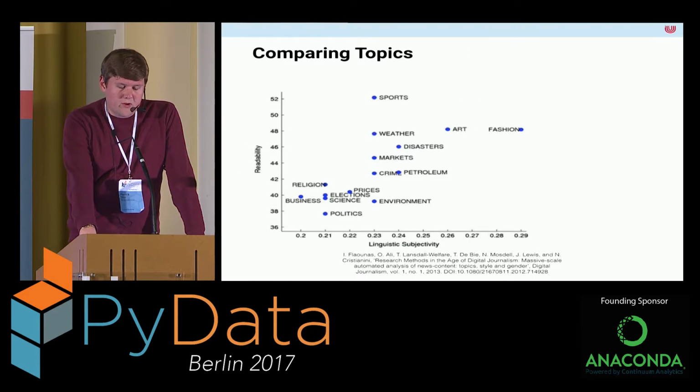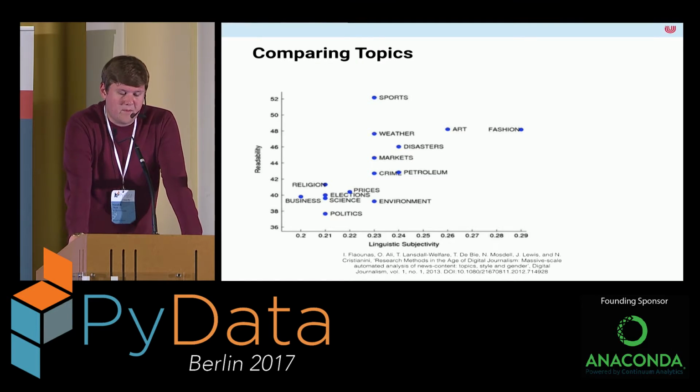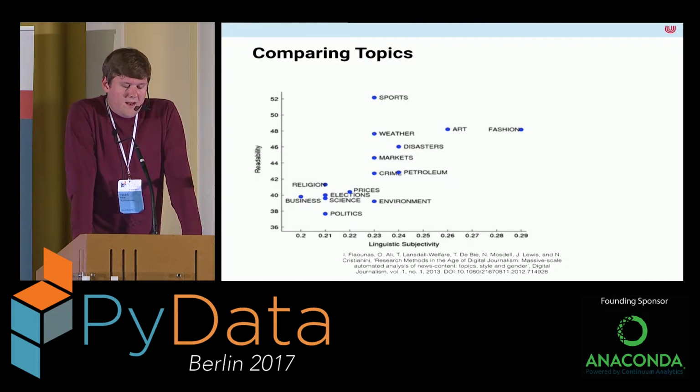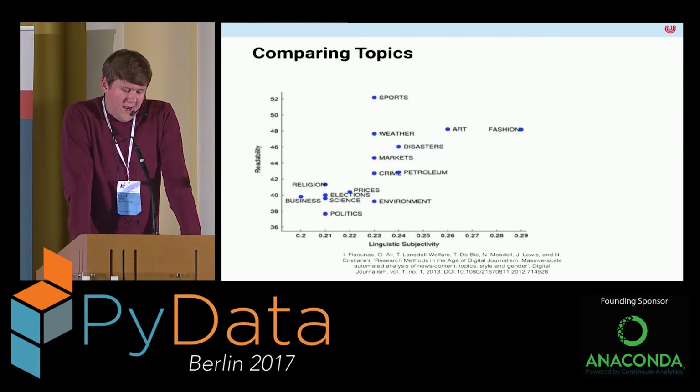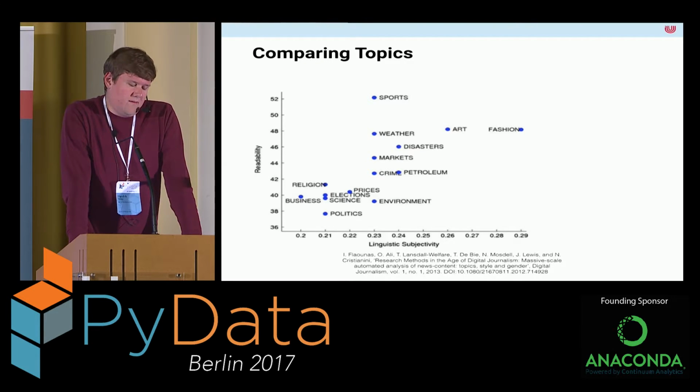And you can also do it for topics. So you can say that articles about business and politics are very hard to read, and they're also not that subjective. Whereas something about fashion has a lot of adjectives, which of course makes sense, or something like sports is very easily readable.